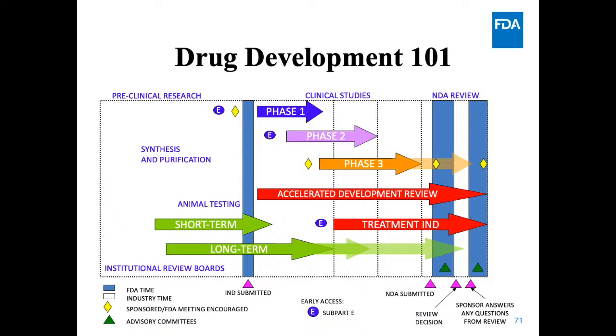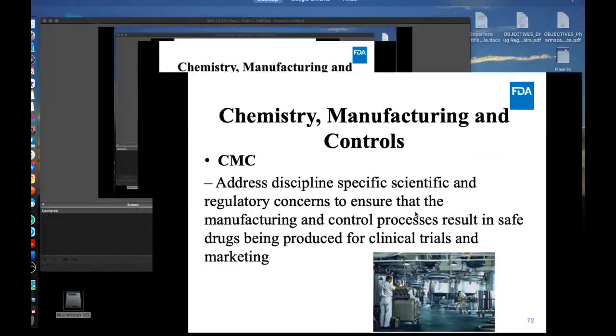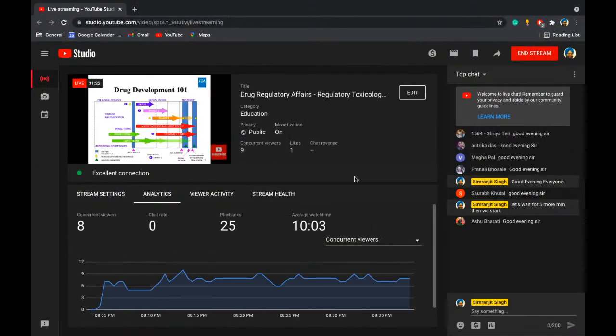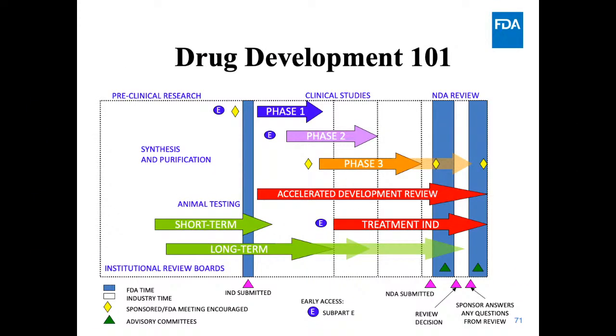This is what a typical drug development scenario looks like. You have preclinical research, then clinical studies, and then NDA review, the new drug application. See how these things work together very nicely. So let's check. In preclinical research, you synthesize and purify your drug and go for animal testing, short term, and it could be long term. Then in clinical studies, phase 1, 2 and 3, then accelerated development review and treatment, and your new drug application.